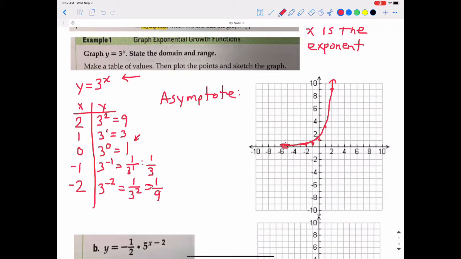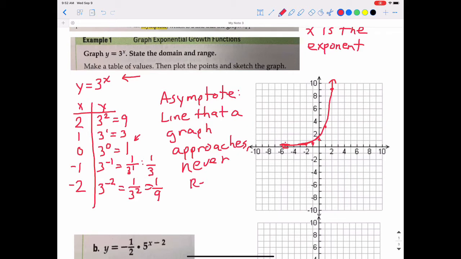So the definition of an asymptote is a line that a graph approaches but never reaches. So in this case, the asymptote is the x-axis.